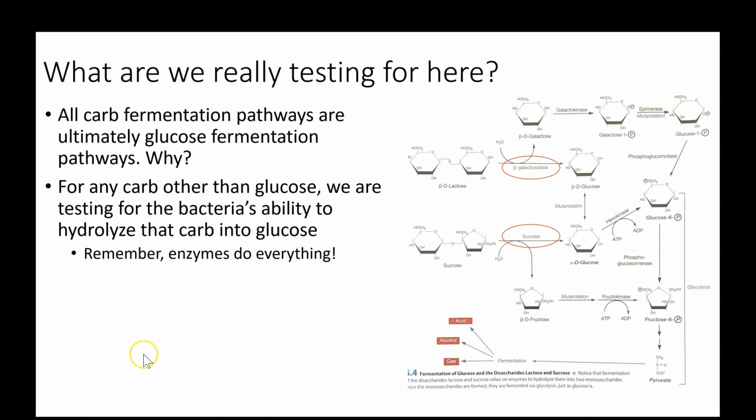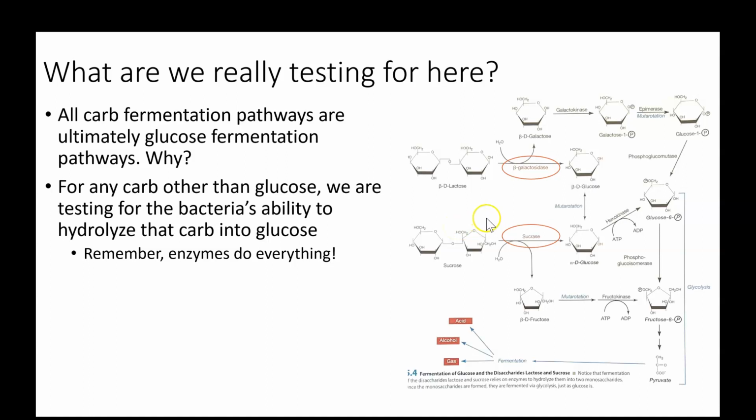So let's continue. Remember, let's look at lactose here and sucrose here. These are both disaccharides, right? They have two subunits and they can't enter glycolysis directly. They have to be converted first into glucose. So what we're really testing for, if we're looking at a carb other than glucose, is that bacteria's ability to turn lactose or sucrose, for example, into glucose and ferment it.